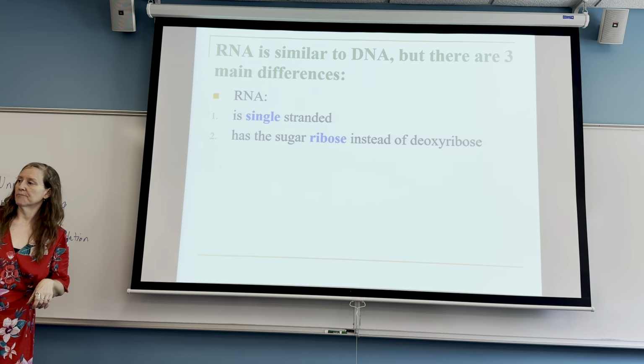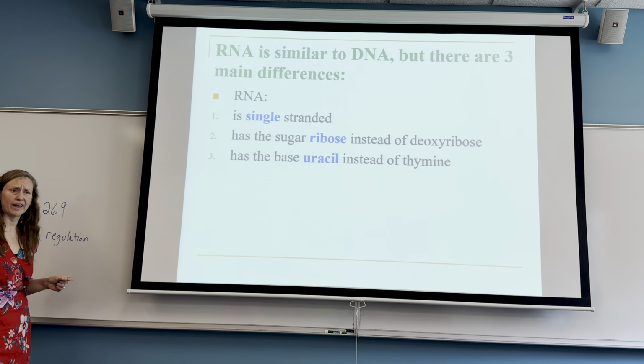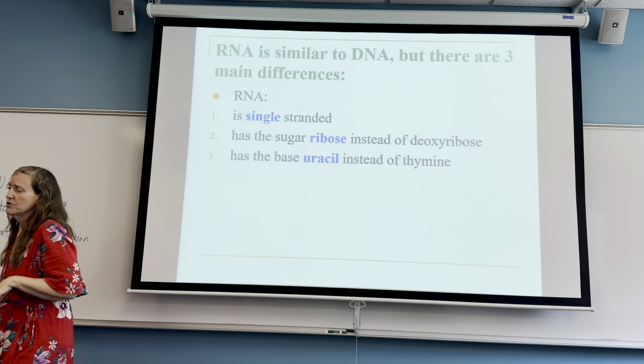And here's one more thing about the nitrogen-containing bases. We don't use a T in RNA, we use uracil. So A pairs with U, and U pairs with A. G and C still go together. G and C do not change in RNA, just RNA uses uracil now.